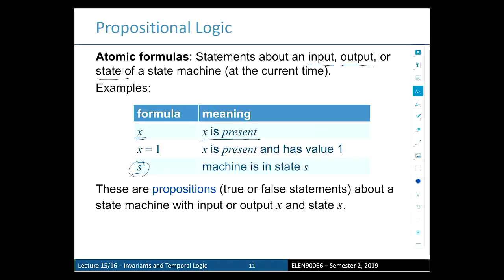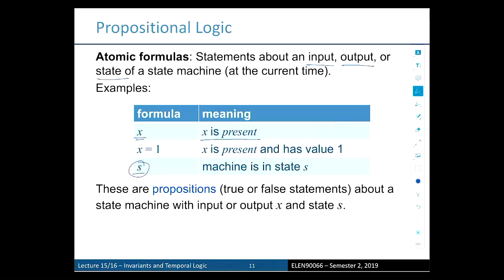Can someone tell me the meaning of atom? Something that cannot be divided. It is the fundamental component of anything. That's the Greek word for that. So these are the building blocks of any other statement that we are going to make. There is nothing lower, nothing more granular, really.